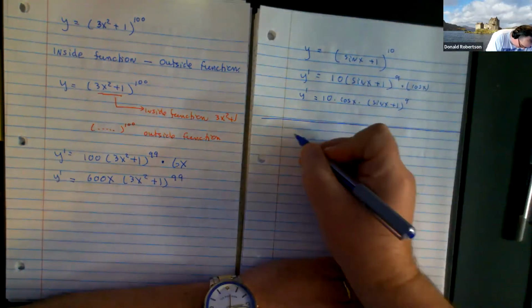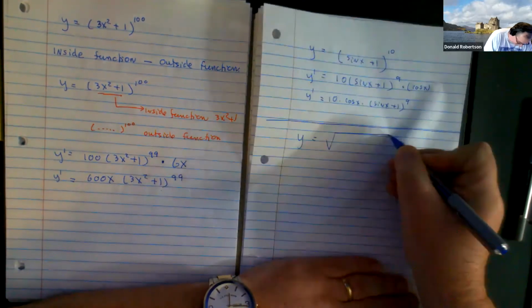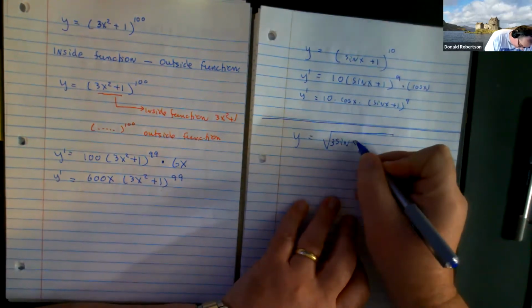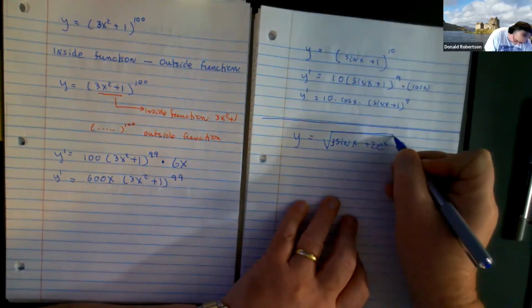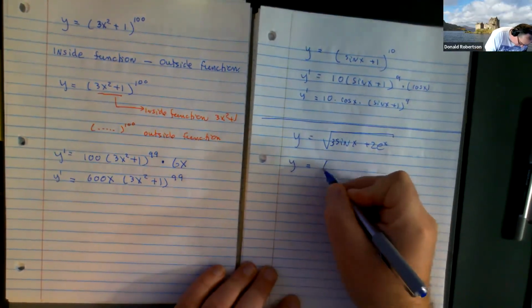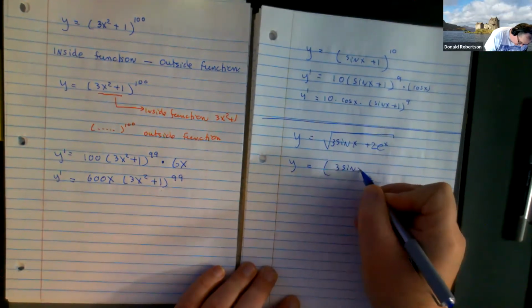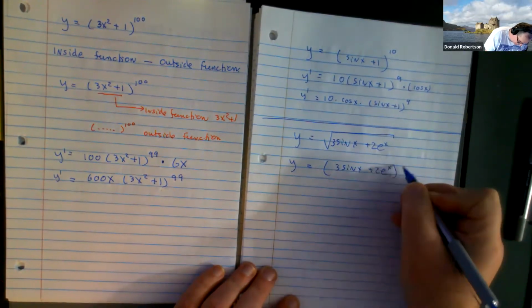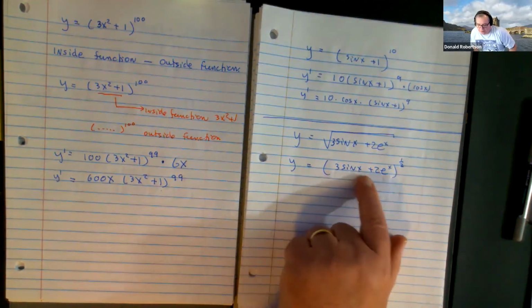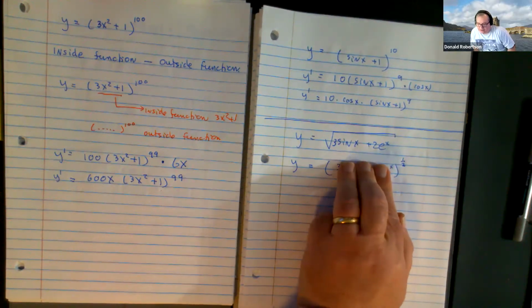Let's put in a square root, and inside that square root, I'm going to have 3 sin x plus 2e to the x. So I'm going to make that really ugly, all right? If I want to do the chain rule, I need to turn this into a half power. If somebody said, find the derivative of the square root of x, wouldn't I call it x to the half? Same reason. Now, in this format, the thing in the brackets is the something.